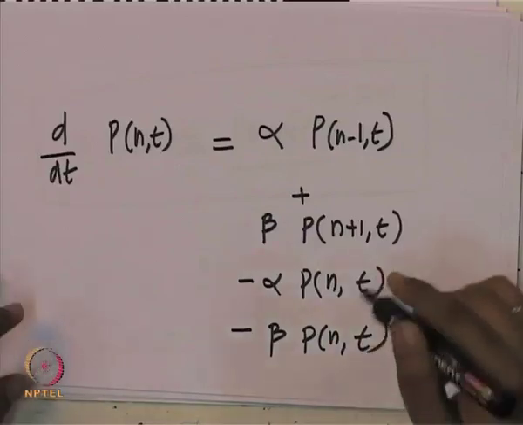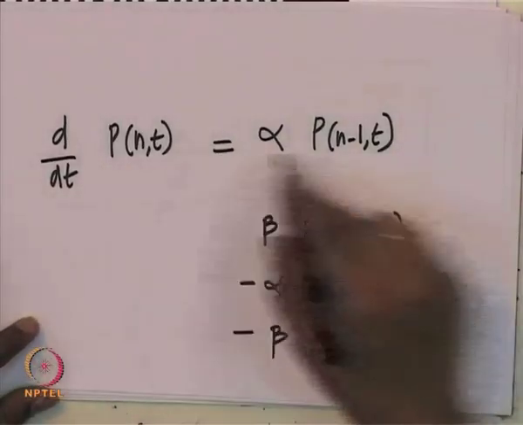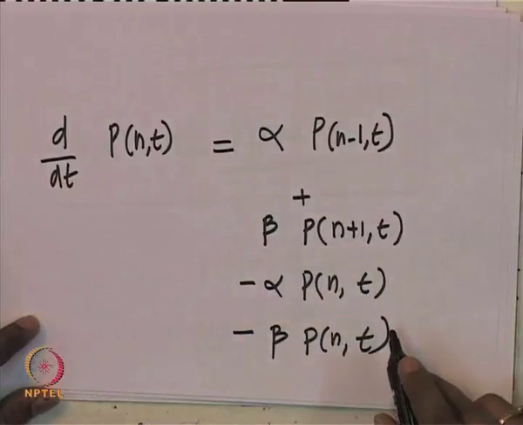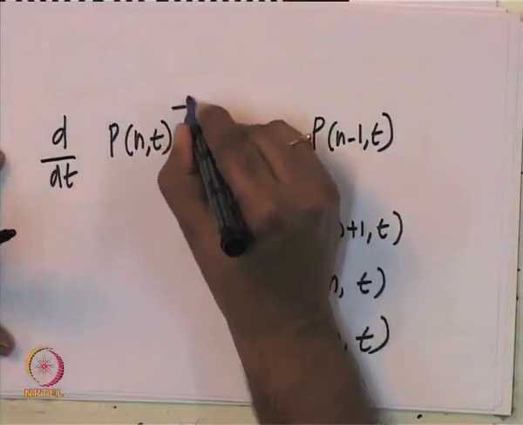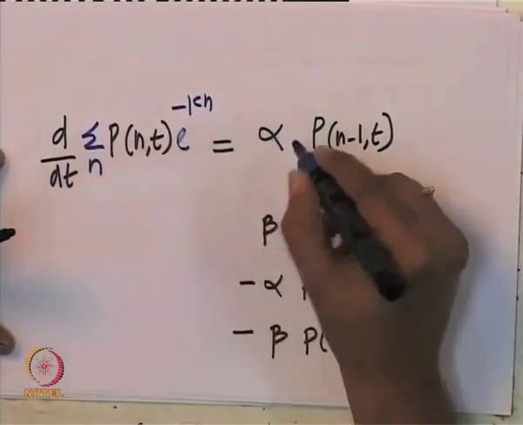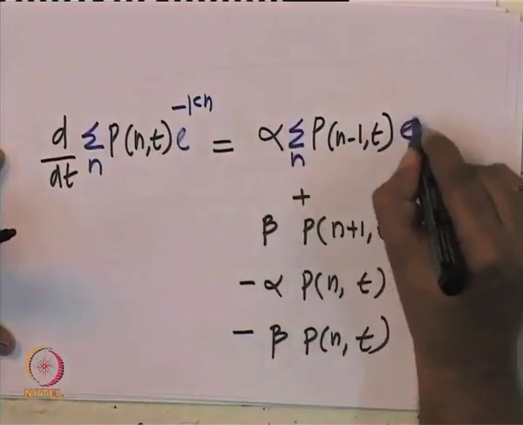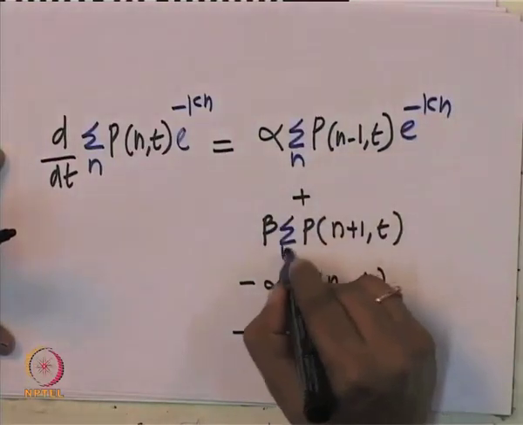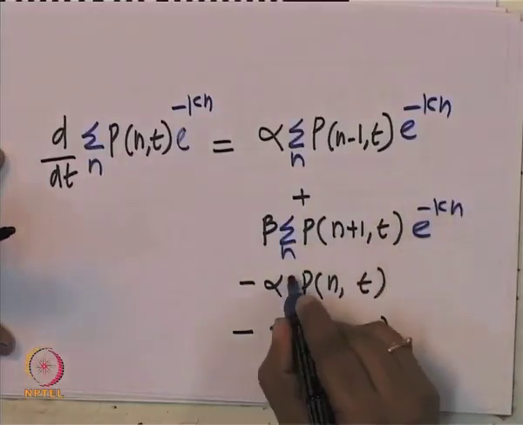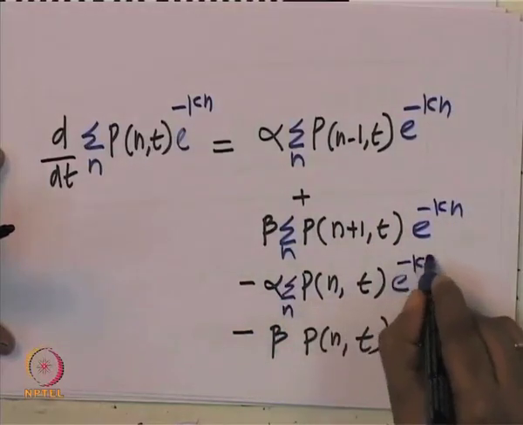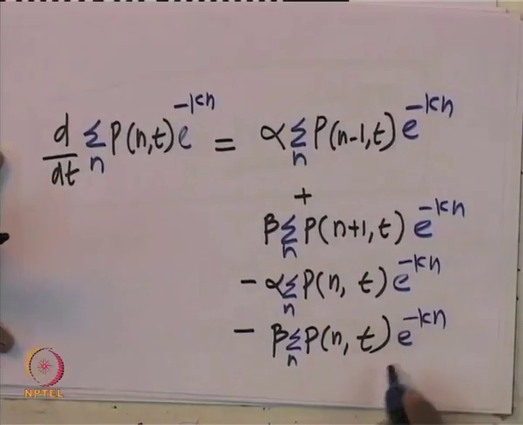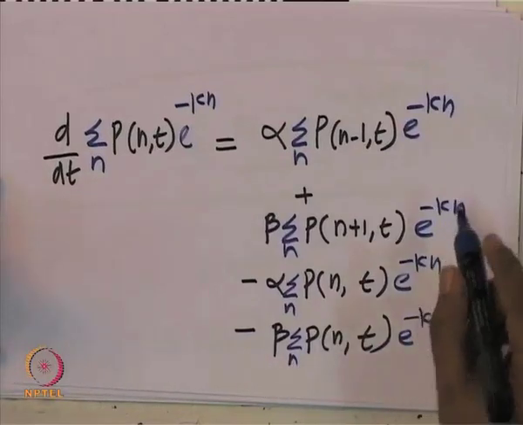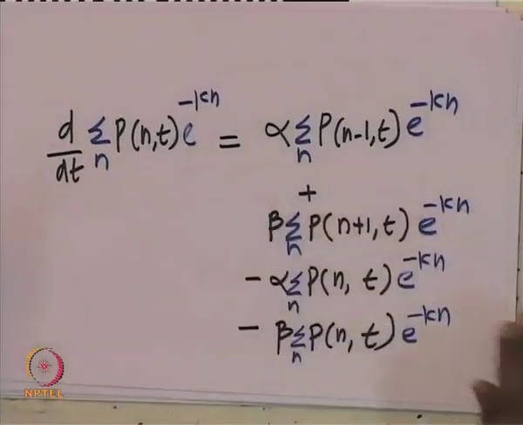We can do a transformation for this whole thing. So, what can we do? We can multiply everywhere by e power minus k n and sum over n. So, I multiply every term with e power minus k n and sum over n, on both sides throughout the equation.